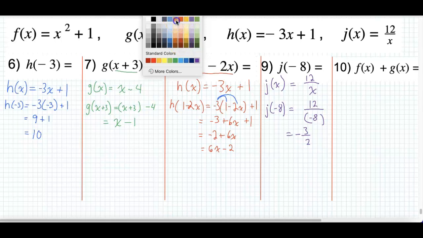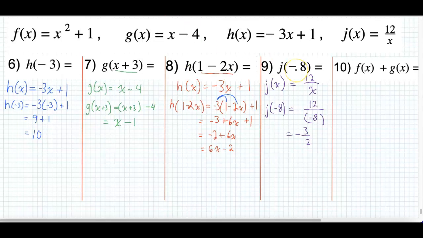Maybe orange. Okay. Now we have f of x plus g of x. Now we don't have a different input here. That's just generic. That's what is f of x. We already know f of x is x squared plus 1. It's written up here. So I'm just going to put x squared plus 1. Okay. And g of x, that is x minus 4. Okay, so we have x minus 4.